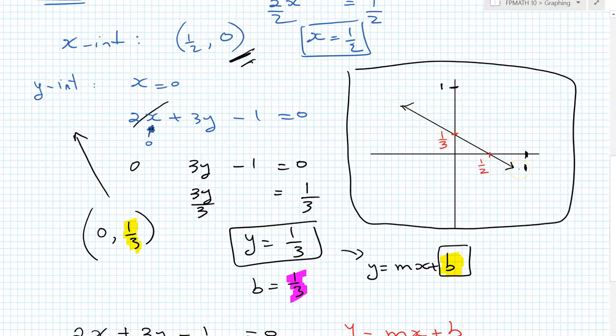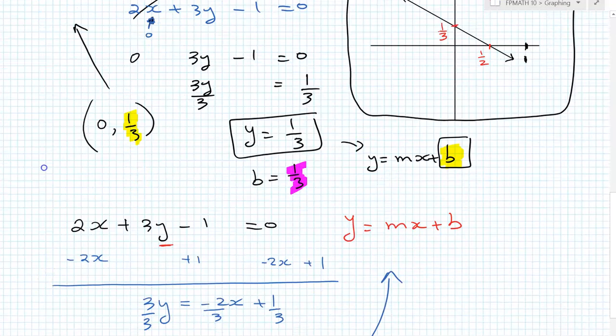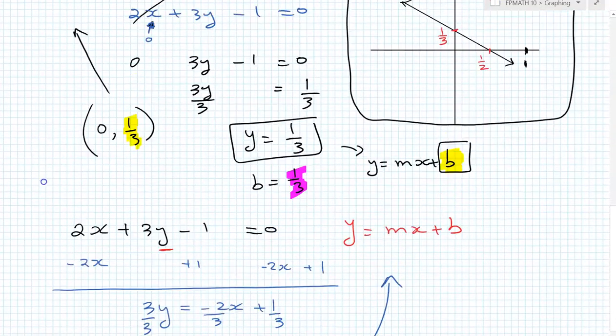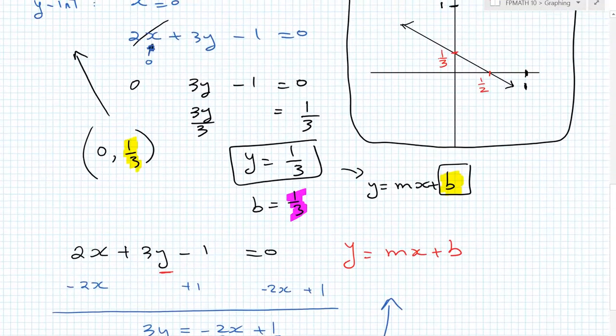Notice that the slope is negative. It's downhill from left to right, and the slope was negative 2/3. So we got it right, negative 2/3. That's the graph.